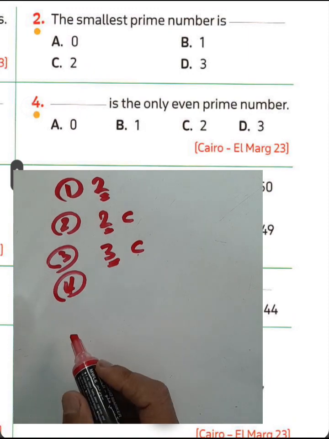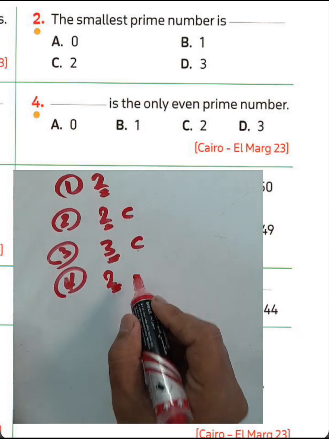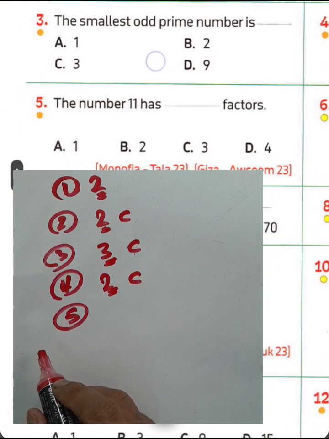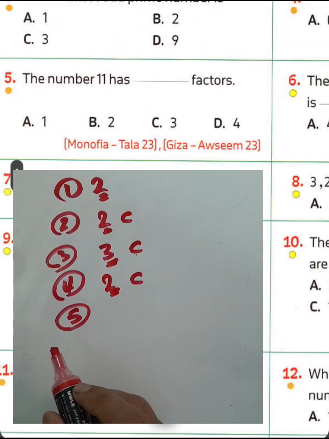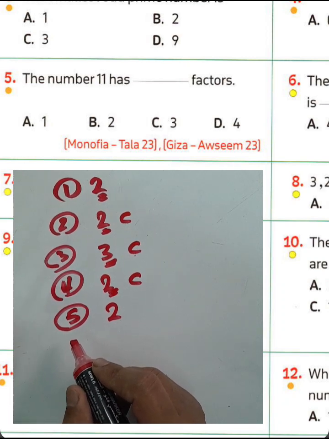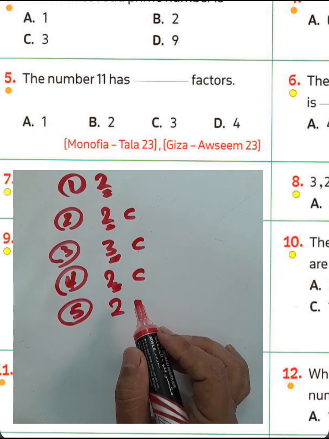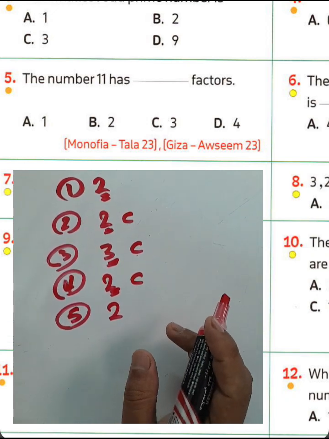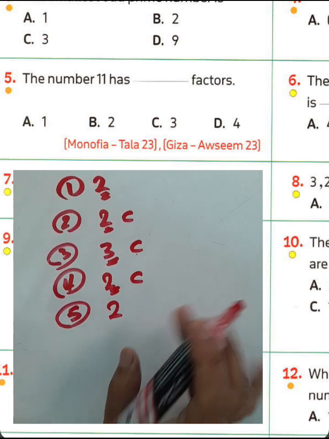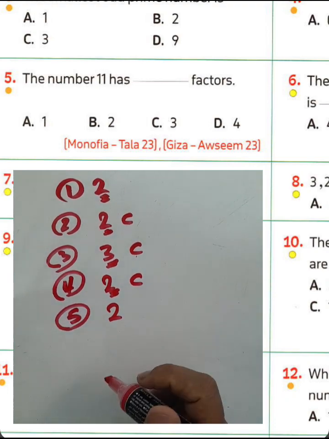2 is the only even prime number. Choose the letter C. Question number 5. The number 11 has two factors. Okay, because 11 we call a prime number. The prime number has only two factors, it can be divided by itself and one only. 11 can be divided by itself and one only. We have two factors. So the number 11 has two factors.